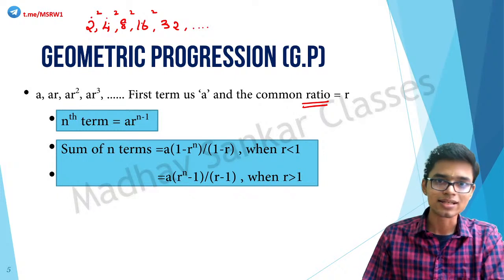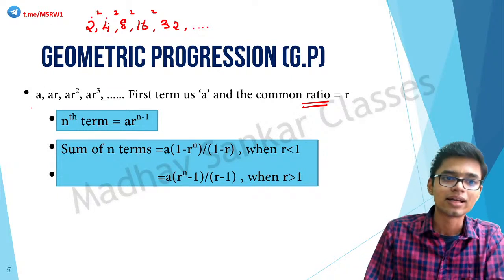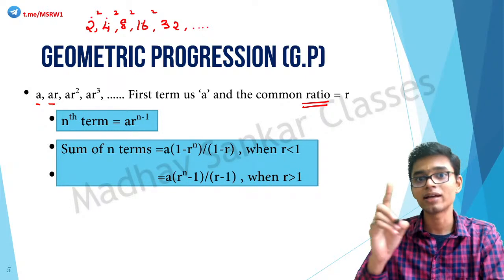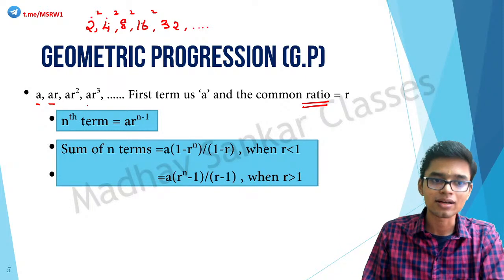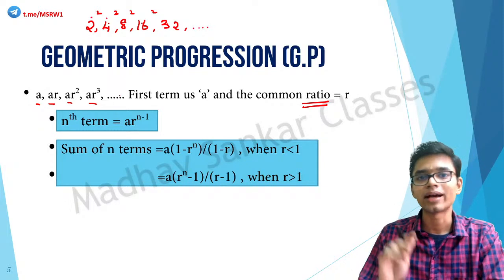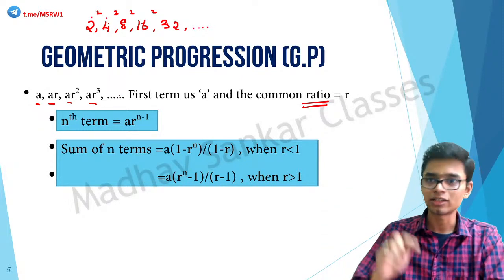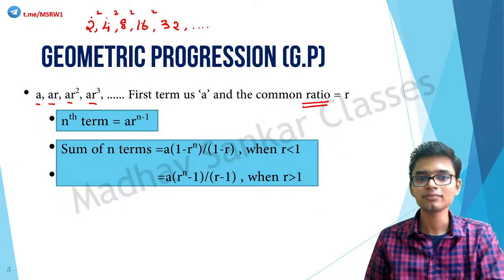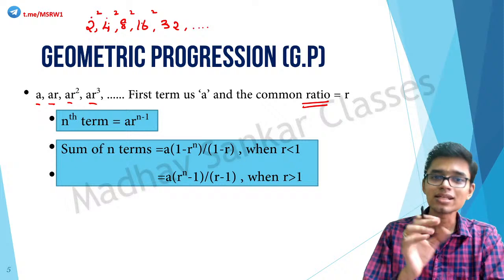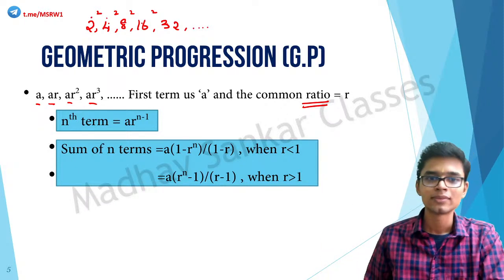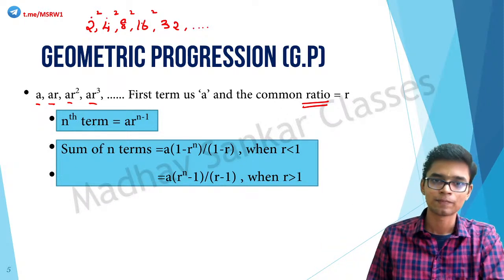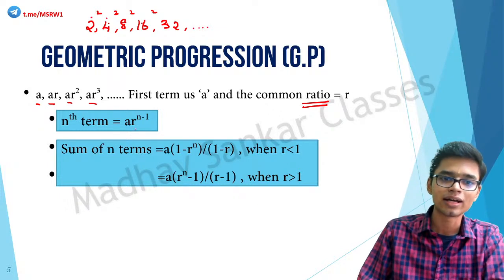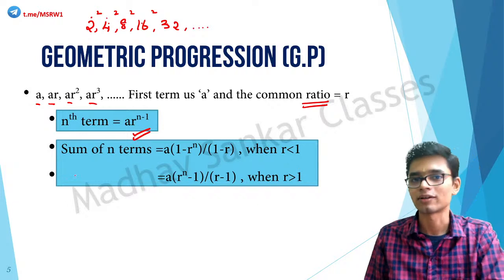Such a series can be represented like this: A, the first term, then AR, where A is the first term and R is the common ratio, then AR squared, AR cubed, and it goes on like that. You multiply that term again and again with the common ratio. Clear? In this series also, we have to find the nth term, sum of n terms, etc. Finding the nth term is very easy. The very simple formula is A into R raised to n minus 1.